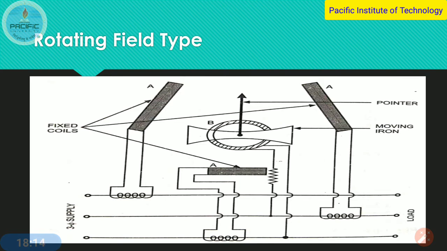So here's the diagram of the rotating field type of instrument. We can see that there are the three fixed coils A, A and A, which are fed from the three current transformers. And there is another fixed coil B, which is fed from a highly non-inductive resistance R in series with it. That coil B is connected in between any two phases of the three phase supply, right? And a moving iron is placed inside the coil B.